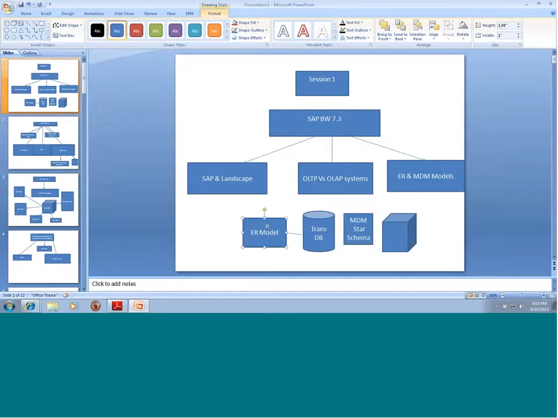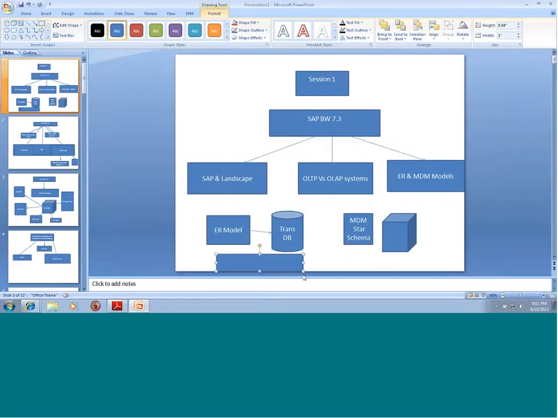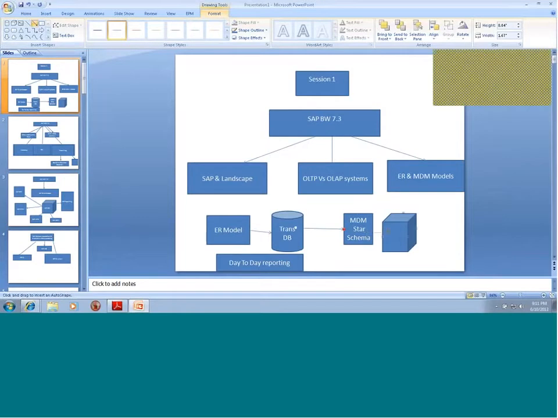This serves a specific reason. This is used for transactional or day-to-day reporting. This kind of data is used for day-to-day reporting, and it serves that purpose. But now, if we want to convert this data into intelligent reporting, we have to go through something called a data conversion. So we take the ER model, understand what the limitations of the day-to-day reporting structure are, and we convert it into an MDM structure, and we store that information into a data warehousing tool.